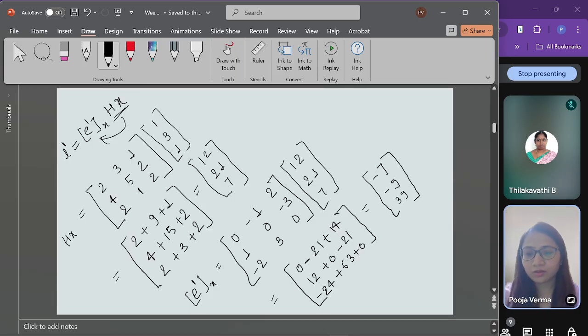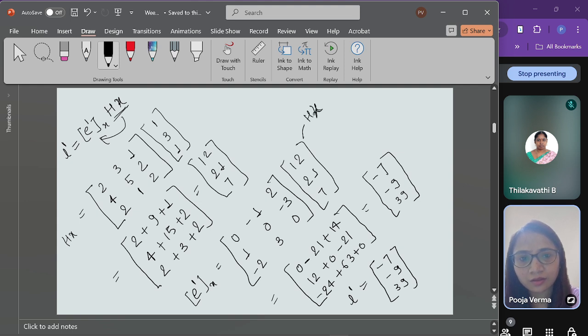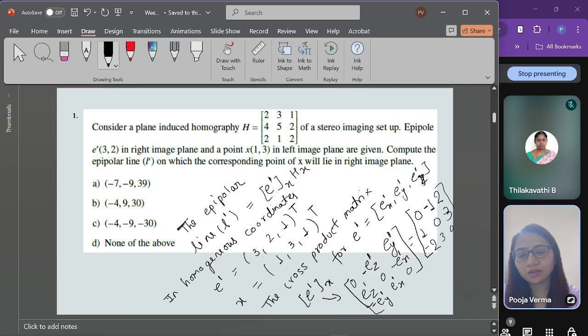Okay. So the epipolar line in the right image plane, L dash, is equal to what we have got: minus 7, minus 9 and 39. It is Hx and it is E dash x. So if you multiply it, you will get this one. So if you check in the answer, you will get option A is the correct answer for this question.